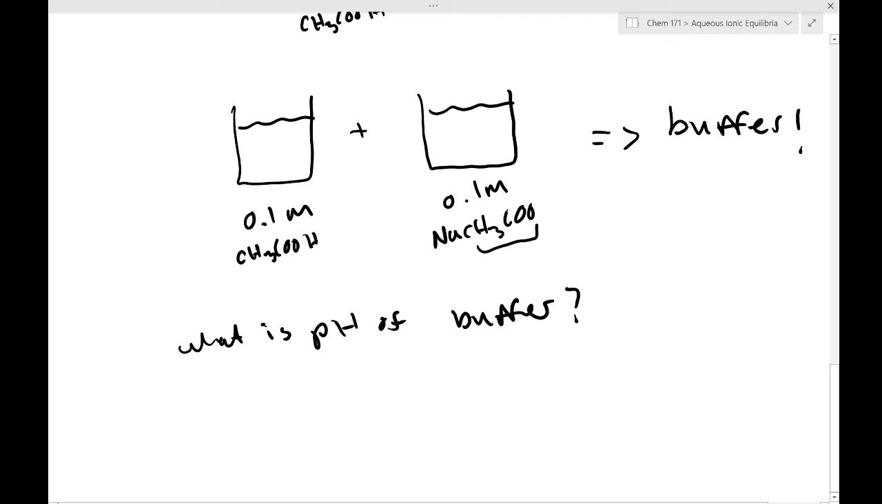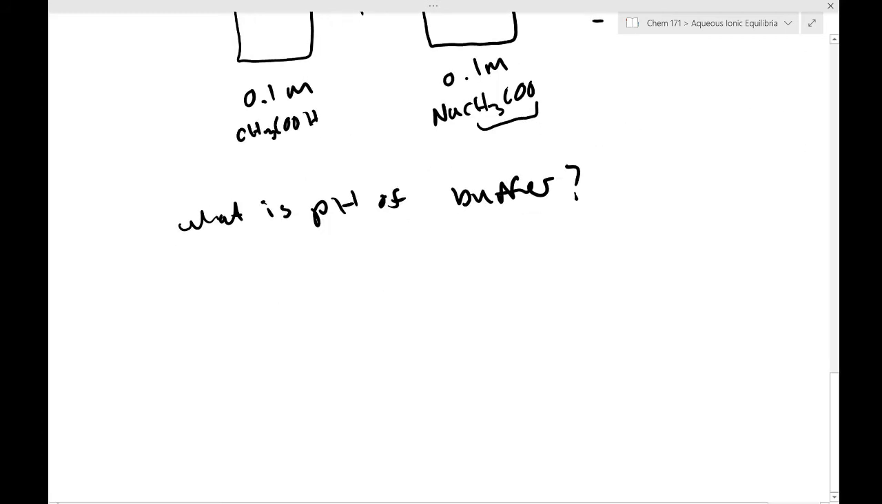What is the pH of the buffer solution? Because it has both the weak acid and the conjugate base in solution. So how can we figure this out? Well, we have a reaction, right?